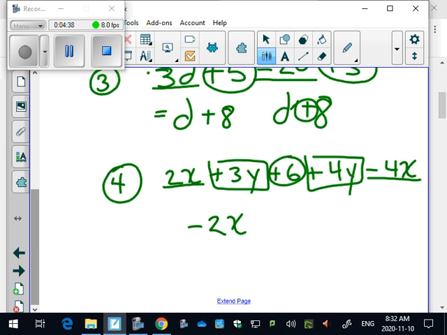Next is the y's. You have plus 3y plus 4y. That equals plus 7y. And the last is plus 6. You write it plus 6. You have to have the signs in between all of your terms.